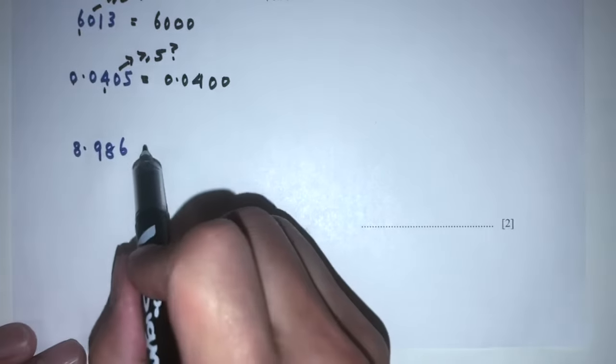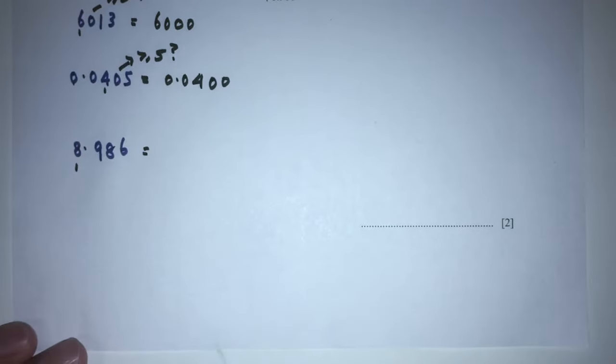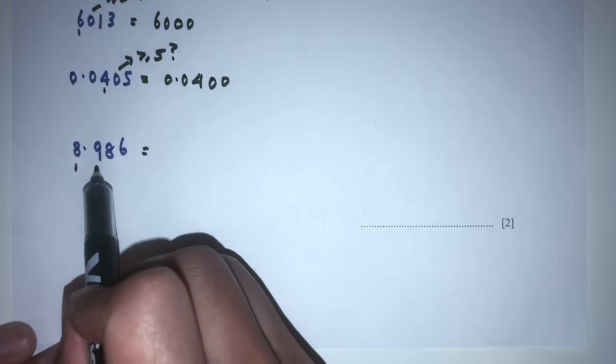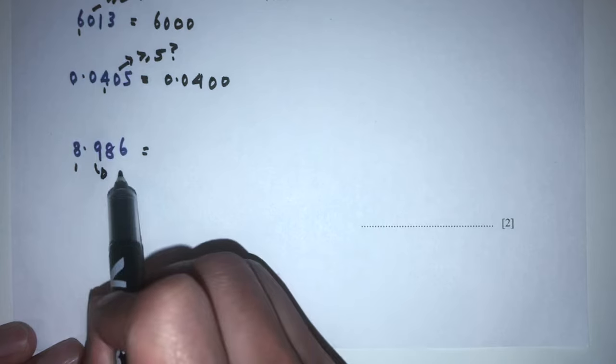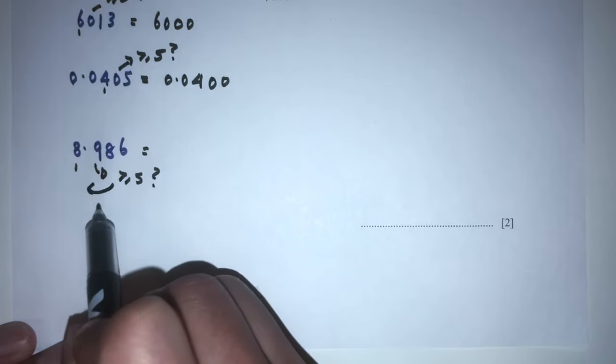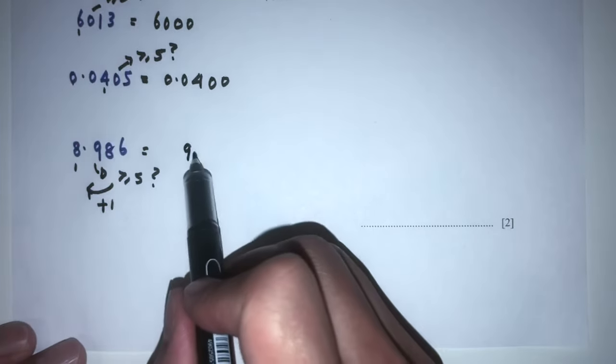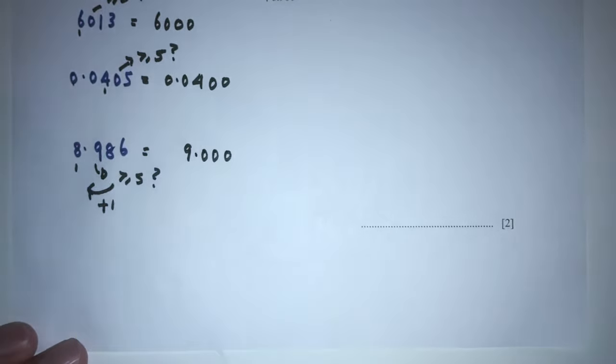Now for this one, we leave the first number by itself, so we don't count 0, 0 doesn't count. We count the first number, which is not 0, leave it by itself, and we ask the following number, is it more or equal to 5? Yes, it is. If it is, then we add 1 to the first number. 8 plus 1 is 9, then we change everything else to 0.